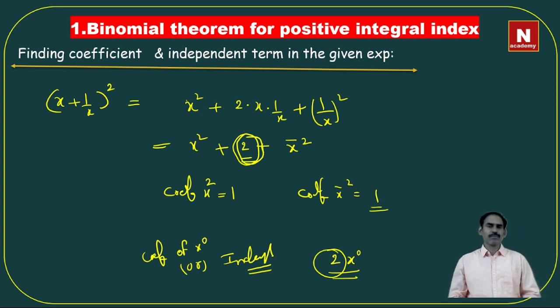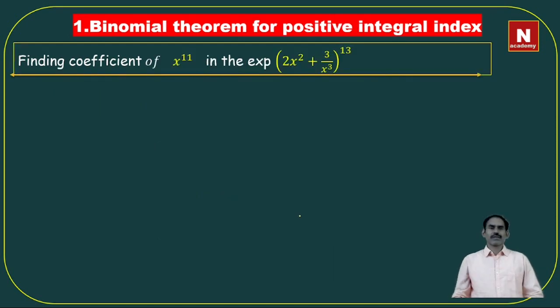Now, I will take one problem, on how to find the coefficient in a binomial expansion. See, this is the problem. Find the coefficient of x power 11 in the expansion of (2x square plus 3 by x cube) whole power 13. Here, by expanding completely, you will get a total of 14 terms. In those 14 terms, one term will be the coefficient of x power 11. But expanding and finding the coefficient of x power 11 will be difficult. That's why we can solve the problem by using the general term formula.